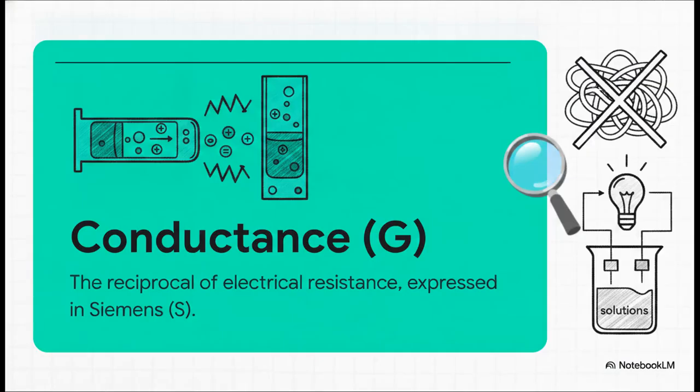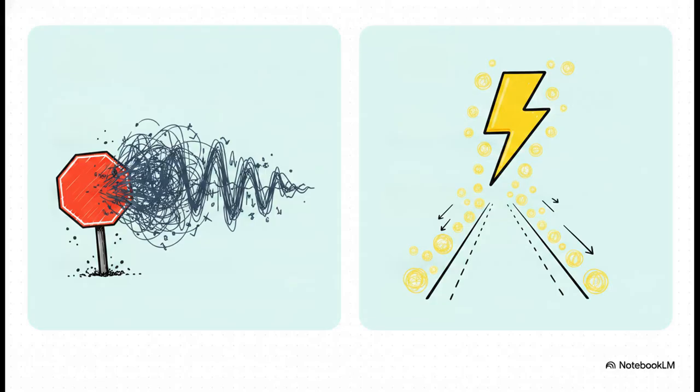And that brings us to conductance, which is represented by the letter G. Now, conductance is simply the reciprocal, or the exact opposite, of electrical resistance, and it's expressed in a unit called Siemens. Basically, we're just measuring a solution's ability to conduct electricity. Pretty straightforward, right? To really cement this, think of the contrast between the two. Resistance, or R, impedes or blocks the flow of electrical current. Conductance, G, facilitates that flow.